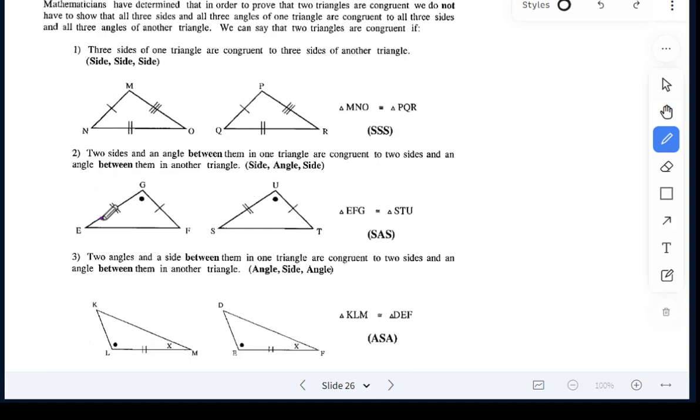Another way is if you have 2 sides and an angle in between in one triangle and it's congruent to the 2 sides and an angle in between, then we can say that both those triangles are congruent. And so this rule is called side angle side, or SAS. And last one is the ASA, which is angle side angle. So similarly here, angle side angle. So therefore we can say these 2 triangles are congruent. All right, so these are the three that you can use. It has to be SSS, SAS, or ASA.